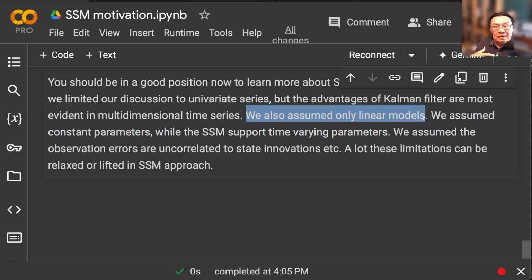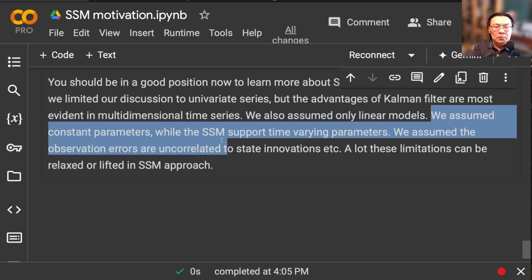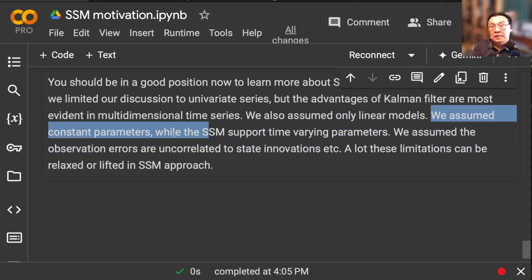Now, we assumed only linear models. My model was linear, the Kalman filter was linear, and so on. It doesn't have to be linear. There are non-linear Kalman filters. They get kind of complicated, and they're not as robust as linear ones, but they are there for you to use if you're interested. Now, the big limitation of our example was constant parameters. The constant in our state equation was constant, the coefficients, everything was pretty much constant. But the Kalman filter allows for time-varying coefficients. Again, they are not as robust as constant ones, but they are there for you.